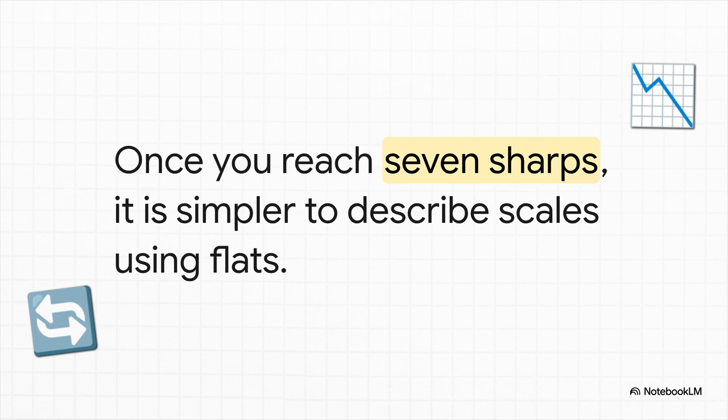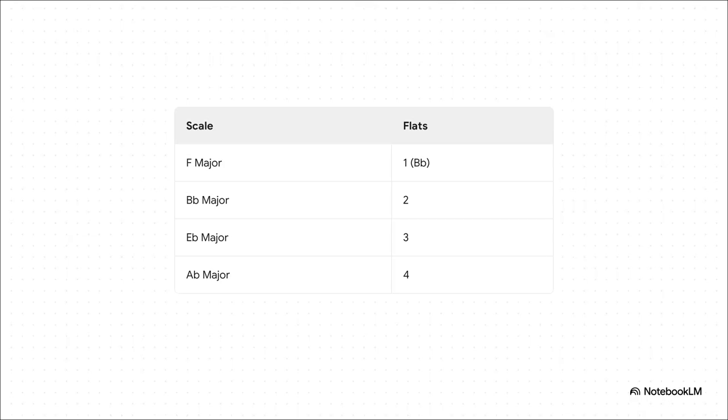It's kind of like reaching the peak of a mountain, turning around, and just walking down the other side. Doing this creates a beautiful new symmetrical pattern. Let's walk through how this works. F major starts us off with just 1 flat, which is B flat. Then B flat major has 2 flats. E flat major has 3. A flat major has 4. Do you see it? It's the exact same steady, step-by-step growth we just saw with the sharps. We're just utilizing flats now to keep the written notation clean and readable.